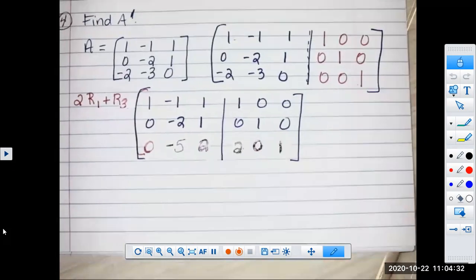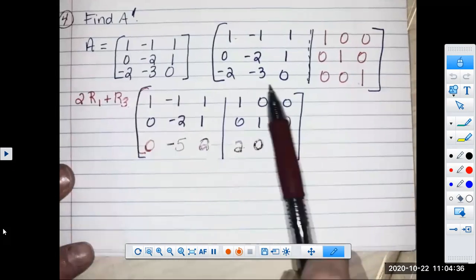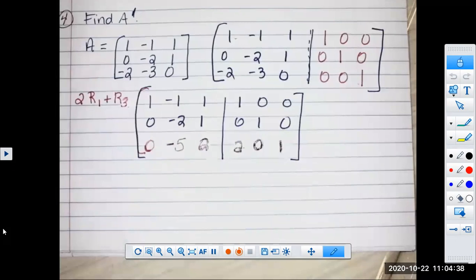All right, once we get these two columns to become zeros and ones, then this matrix left will be our inverse. Okay.